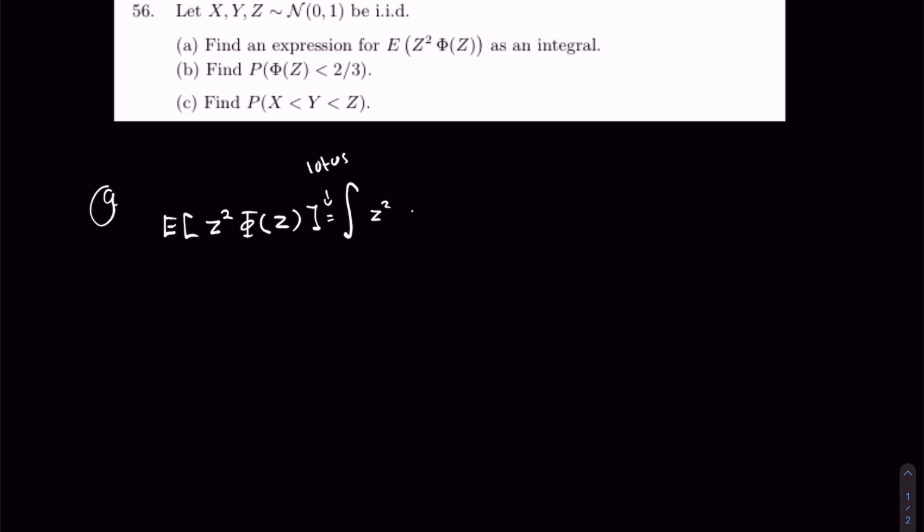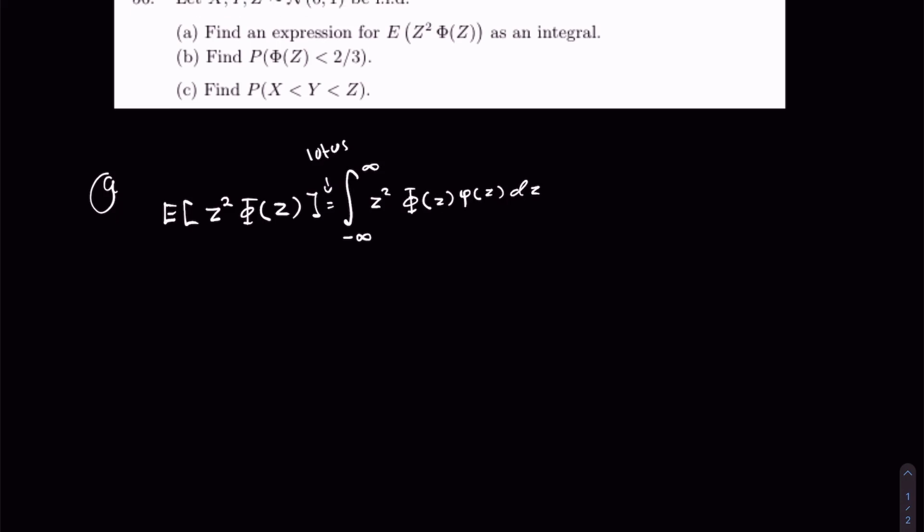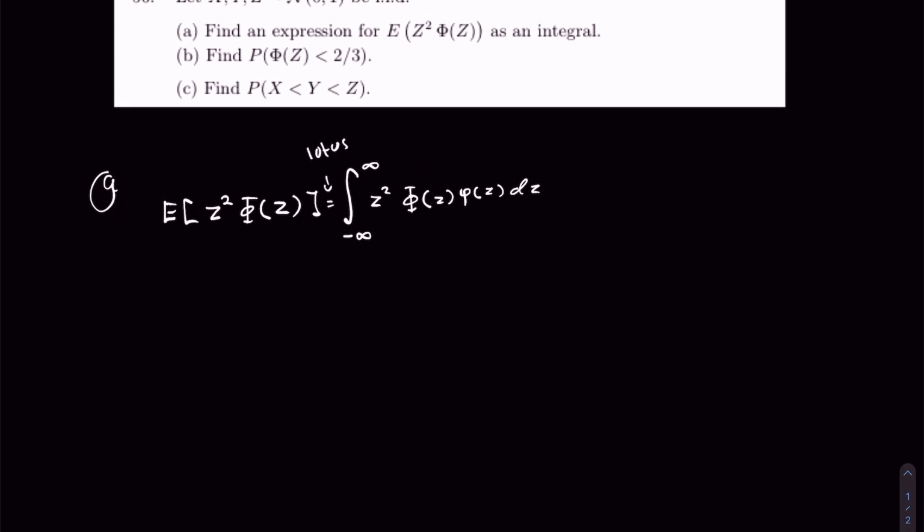Okay, so we have Z squared, and we have the CDF of Z, now with a little z, and we have the PDF of Z, integrated over z, and the space we're integrating over is the full support of Z. Okay, so the next question is we were asked to find the probability of this event being less than 2/3.